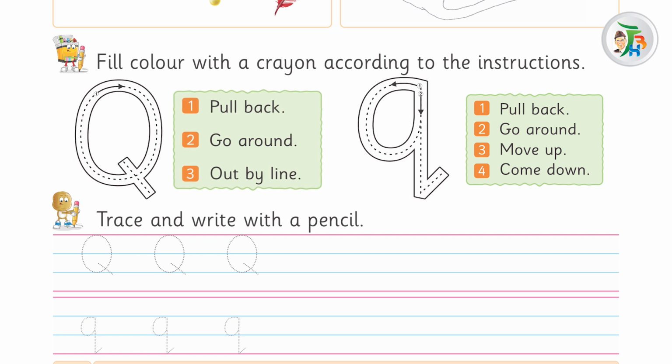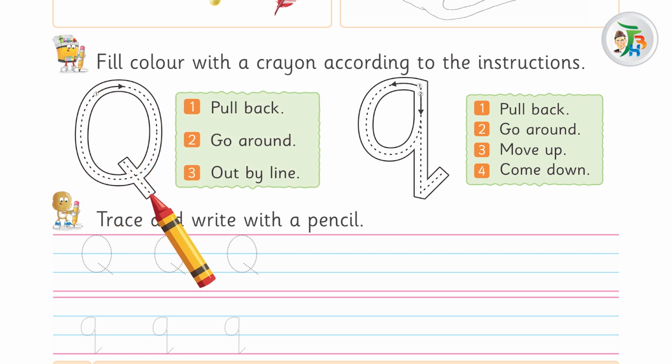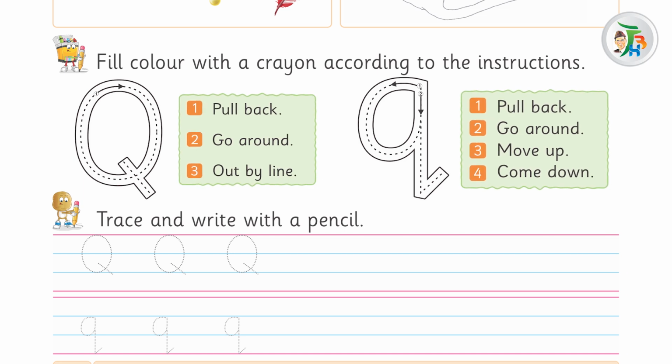Then the formation of letter Q. For the capital letter Q, pull back, go around, out by line. This is how we write the capital letter Q. And for the small letter Q, pull back, go around, move up, come down. This is how we write a small letter Q.